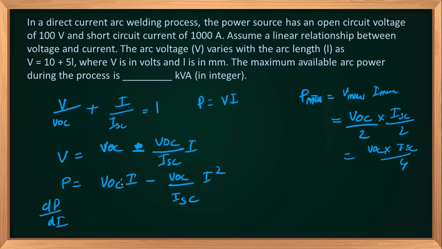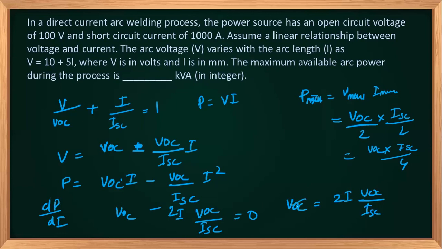So what will happen? d by dI of I will be 1, so VOC will be coming this side. What will be happening this side? It will be 2I into VOC divided by ISC. So this will be equal to 0, equating to 0. So this will go this side. VOC equals 2I VOC divided by ISC. This is what will happen, right? VOC and VOC get cancelled here, it will be 1. So we can see that I will be equal to ISC divided by 2. So this is the maximum I. So this will be the I max for P max. For maximum power, I max should be equal to ISC by 2.